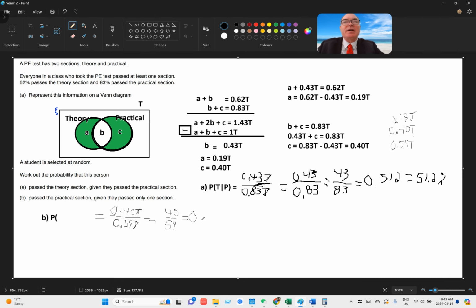I got a lot of decimal places here, so I'm rounding to 0.677966. I'm going to round that up to 0.678, or approximately 67.8%. So what's the probability that if I choose a person at random who happens to have already passed one section, so that's the pool that I'm choosing from, what's the chances that they passed the practical? 67.8%.